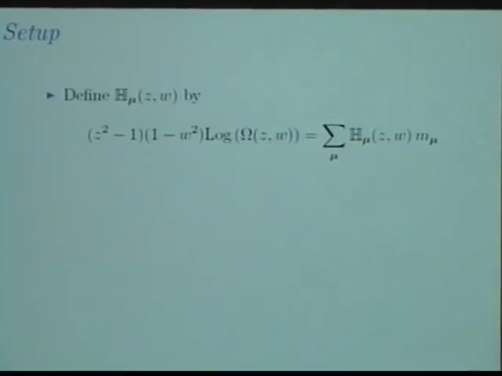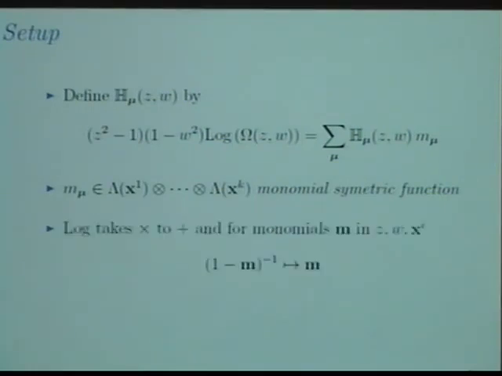Now, in order to describe what that is, I'm going to use this capital Log. But the point to get from this is that I'm defining out of this omega a purely combinatorial thing, some a priori rational functions, H mu hat in z, w. So let me explain what this is. So mu hat is one of the standard symmetric functions called the monomial symmetric function.